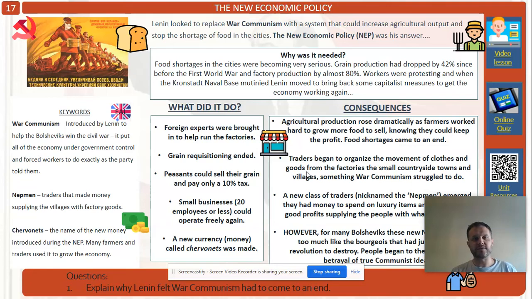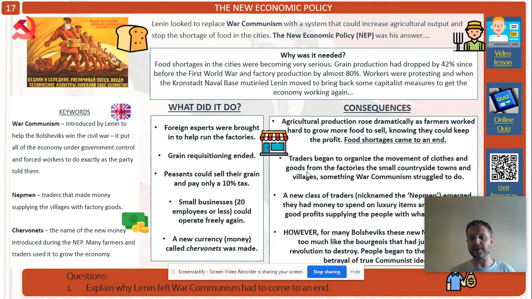Okay, right, lesson 17. We're getting towards the end now. This one and then one more left, and then you've finished the Russian Revolution revision guide. So, the New Economic Policy, the NEP. Right. What is it and why is it needed?